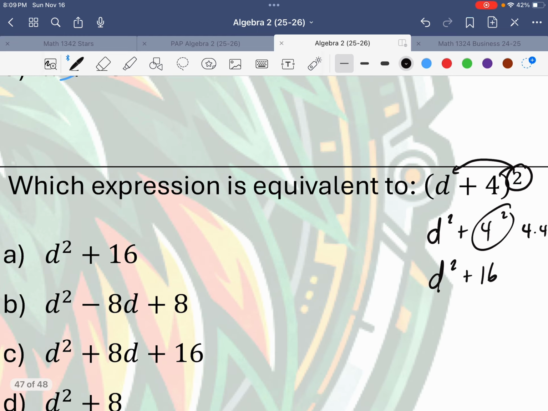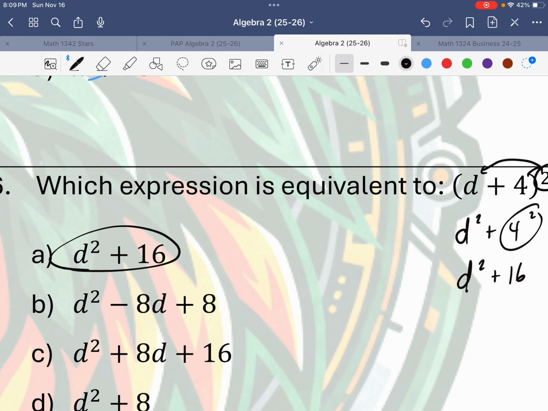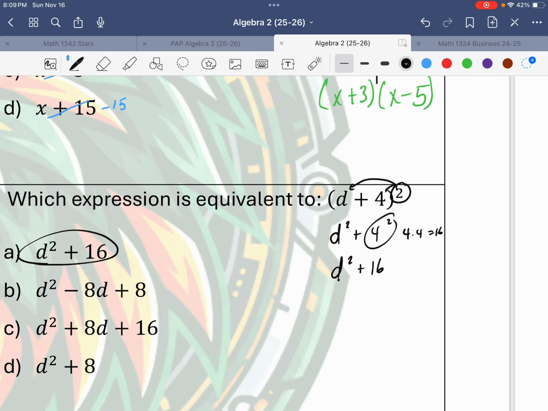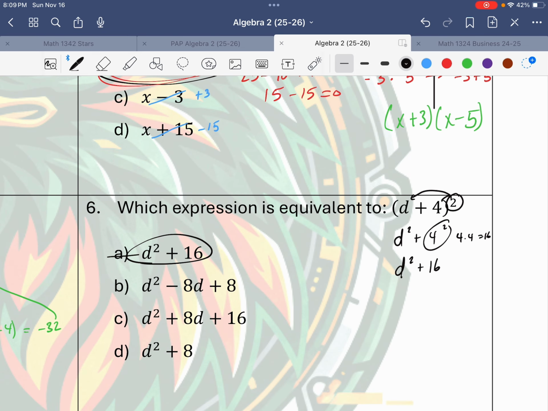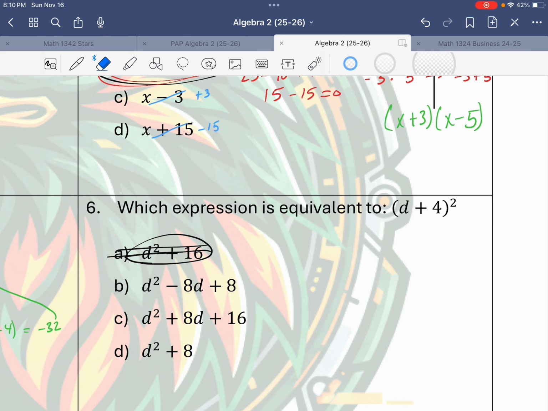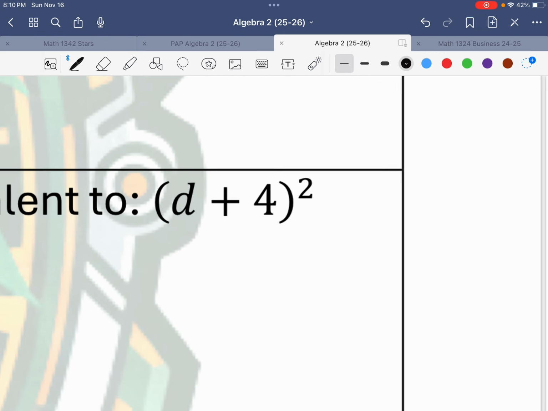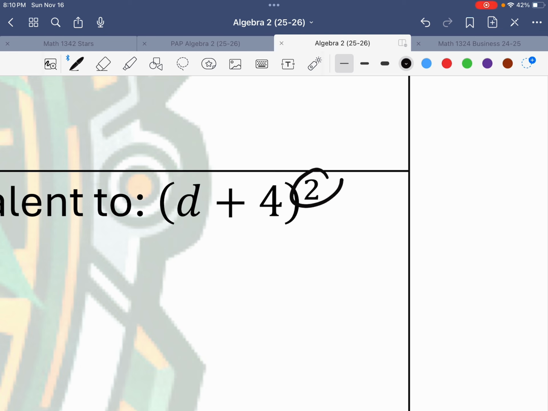And the TSI is a jerk. And you're going to choose letter A here and you're going to get it wrong. Okay, but that is incorrect. The TSI is just messing around with you because they want to know, do you know what this even means? Do you know what the little 2 means?